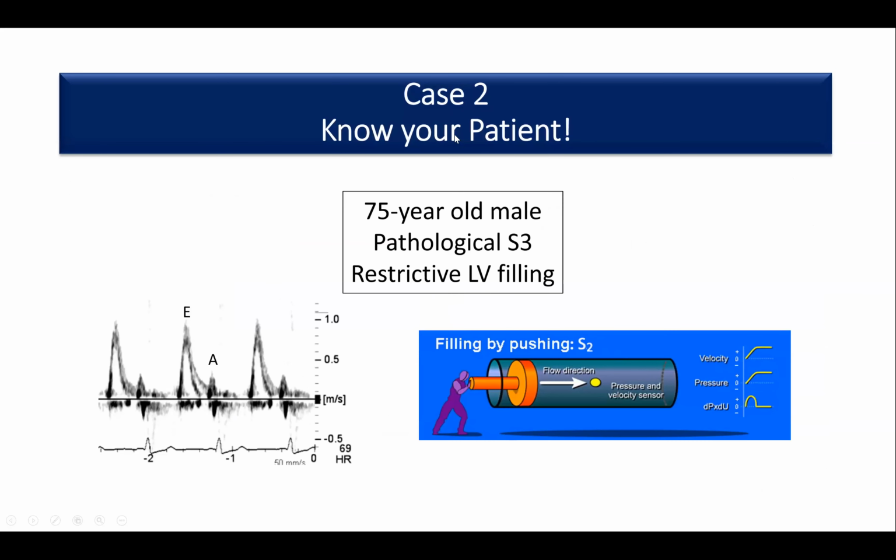So this is a patient. That's why we really need to know more about the patient. This is a 75-year-old patient who has a pathological S3, as compared to the previous patient who has a physiological S3. And the filling here is restrictive.